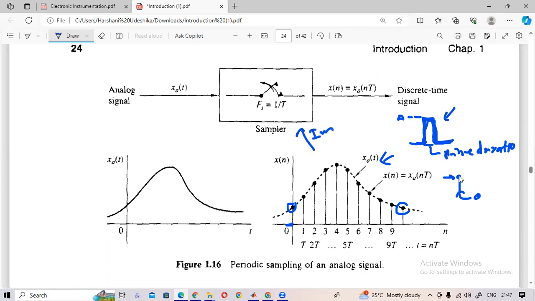So this is called impulse sampling. We are talking about impulse sampling, and we also call it ideal sampling, because this is ideal sampling. Practically we can't do this, can't achieve this.